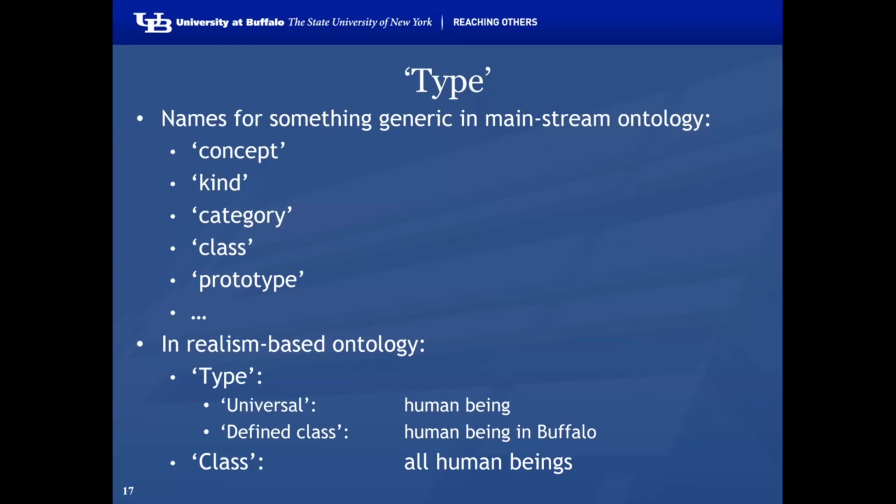In realism-based ontology, we usually use type for two different kinds of things. One is universals, which are those elements that come from the doctrine in philosophy called realism, the commitment that generic things really exist, like human being. We also put under types defined classes. An example would be a human being in Buffalo.